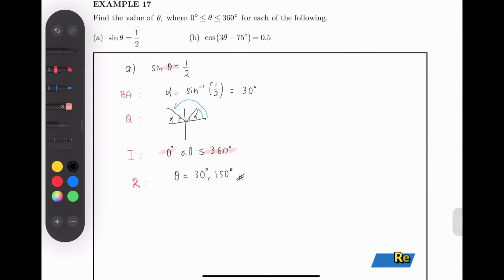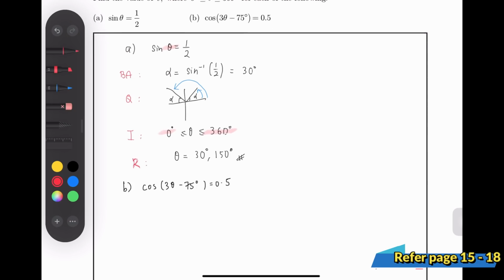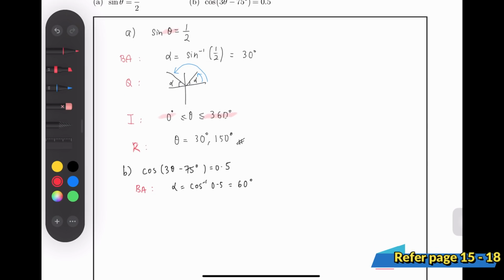For part B, we have cos (3 theta minus 75) equals 0.5. So we're going to start our BRACKET. For the first one, we're going to find the arc cos of 0.5, and the answer is 60 degrees. For the quadrant, cos is positive in the first and the fourth quadrant.